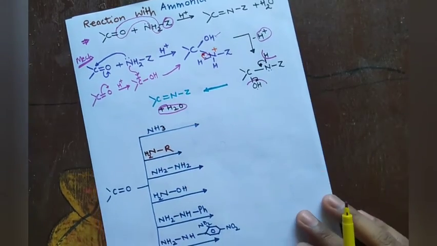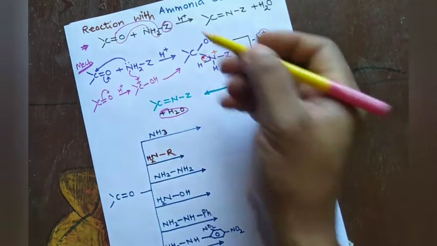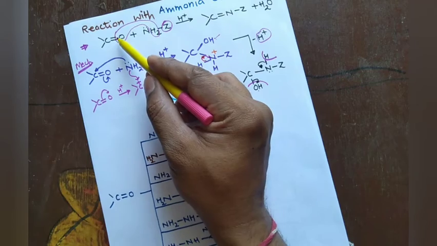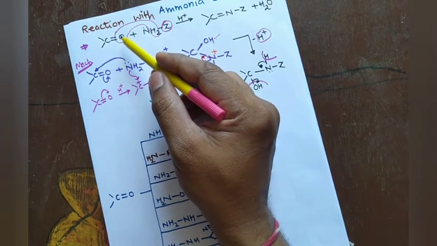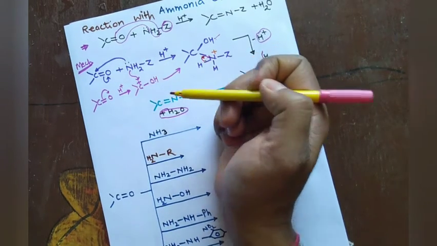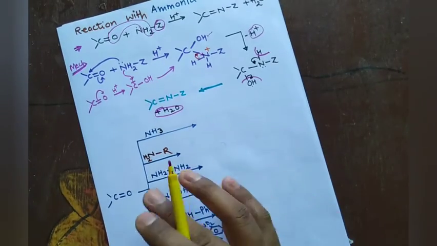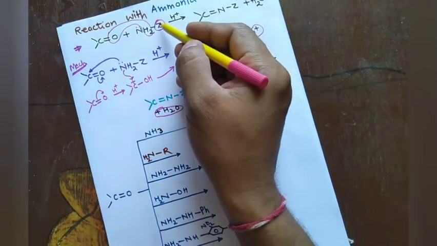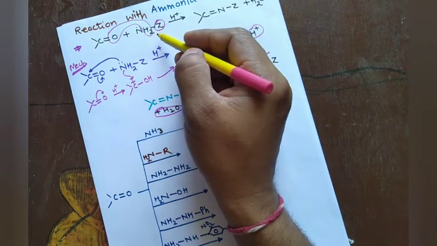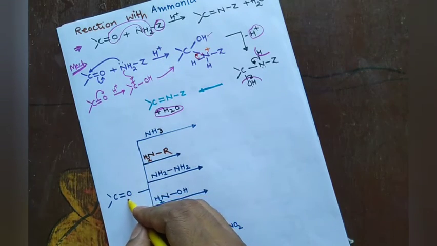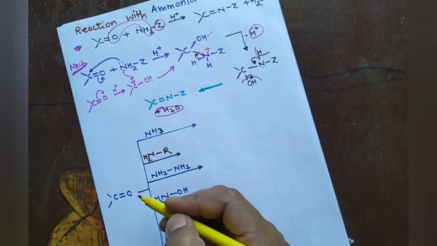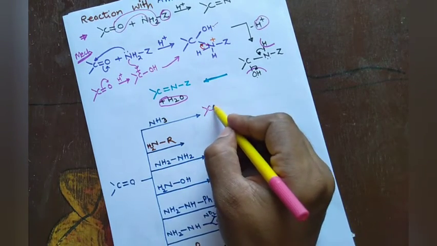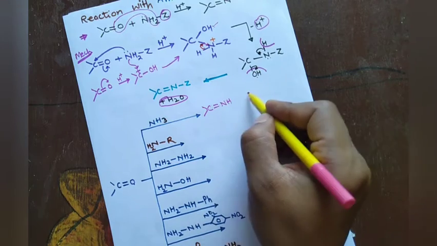Now see, the overall product is just what? Removal of 2 hydrogen from nitrogen and the double bonded oxygen from carbon. Let us try some examples. Suppose in place of Z you have hydrogen, it will become ammonia. So you have to remove oxygen from the carbonyl group and 2 hydrogen from this. What is formed? C double bond NZ. This is imine.